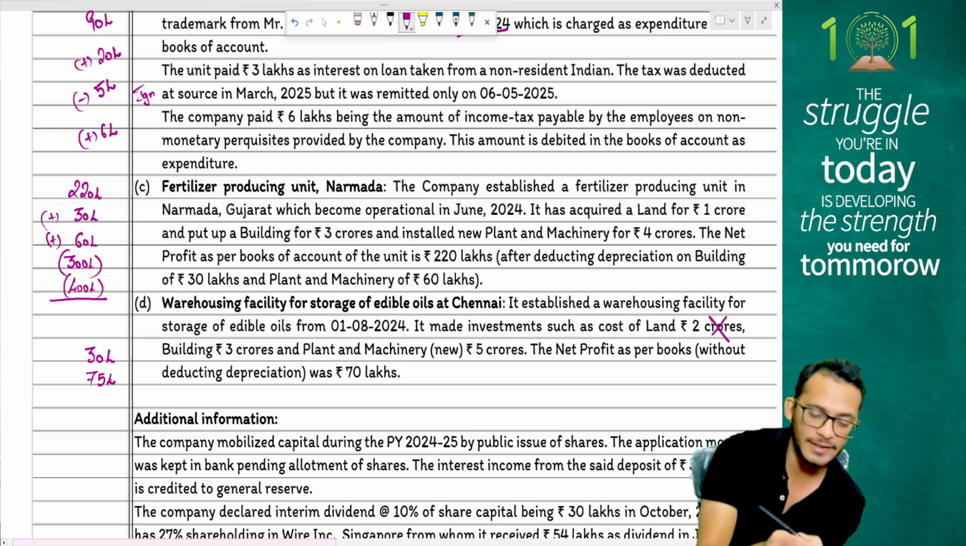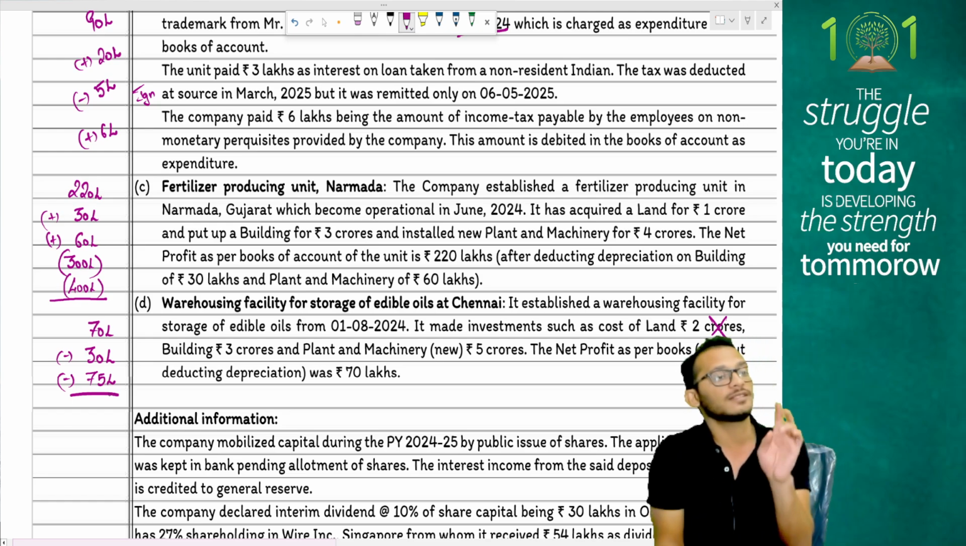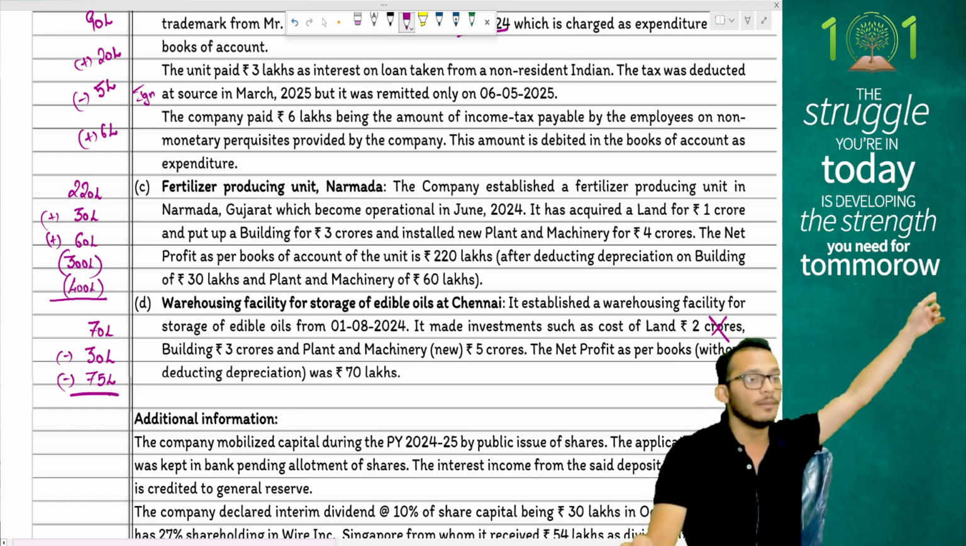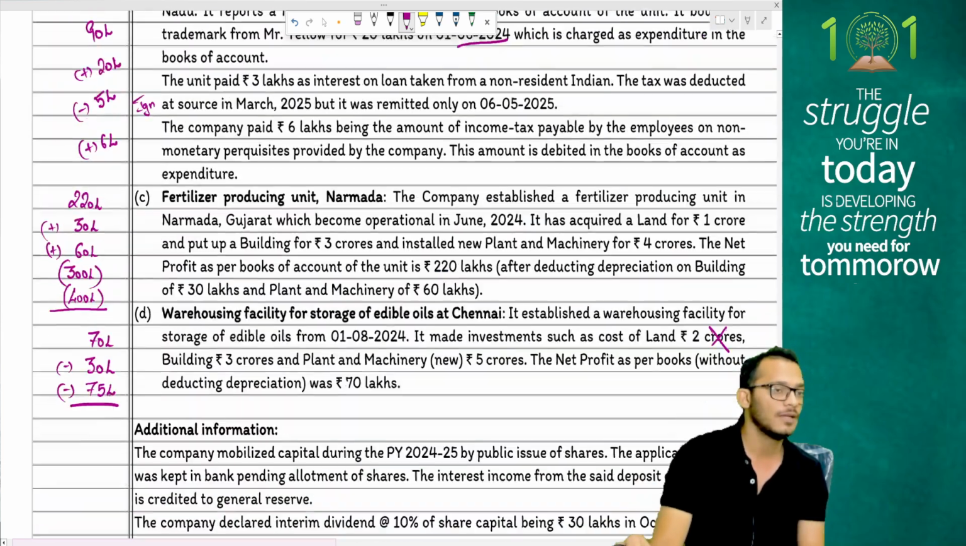Net profit without deducting depreciation is given as 70 lakhs. So I will take 70 lakhs minus 30 lakhs minus 75 lakhs. I will also report a loss here. But this loss can be set off against my normal business incomes. That is what would happen, people.